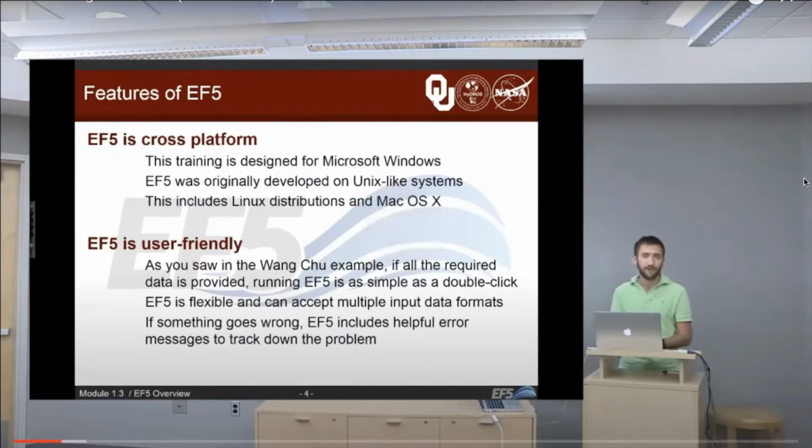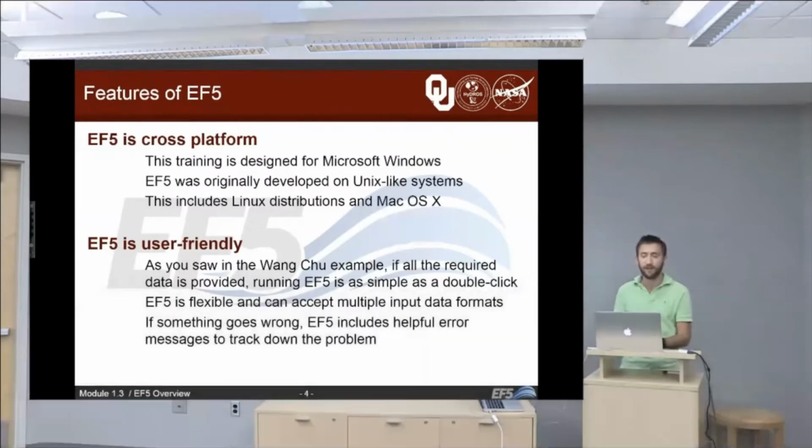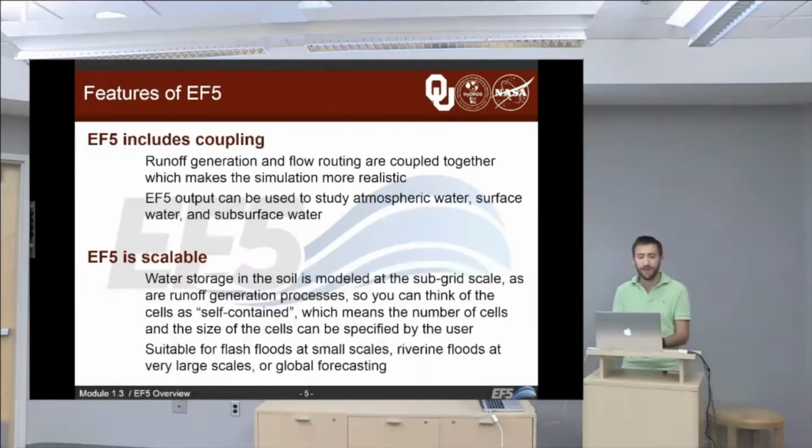You don't have to spend a lot of time tracking it down like you might have to with other pieces of software. EF5 also includes coupling, so runoff generation and flow routing are coupled together in the model just as they're coupled together in the real world, and so that helps to make the simulations more realistic.